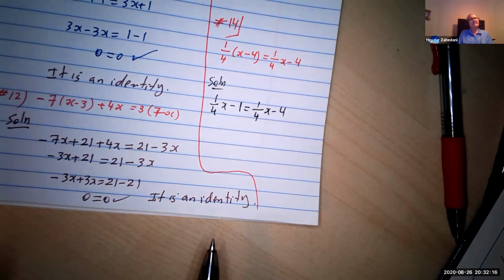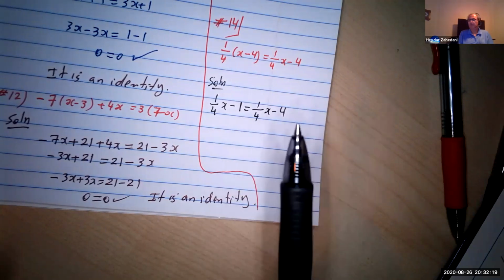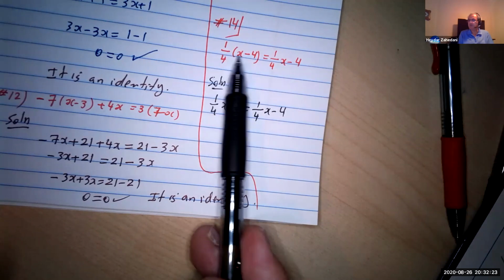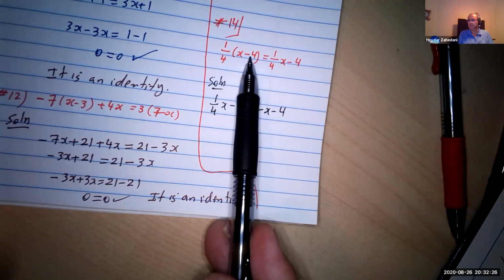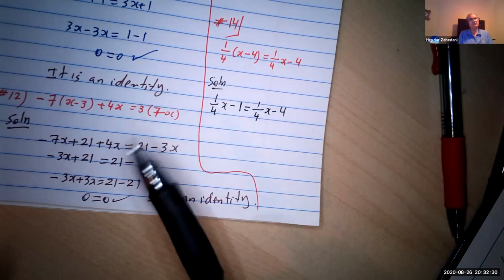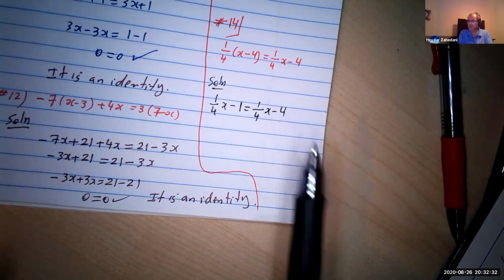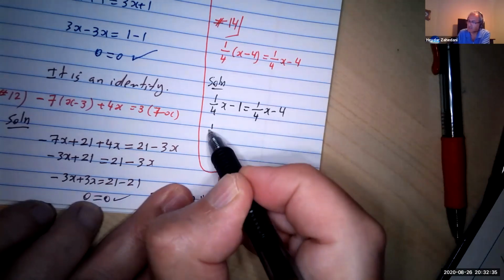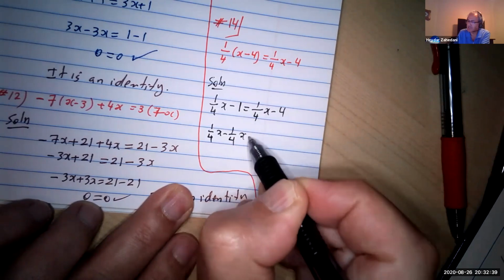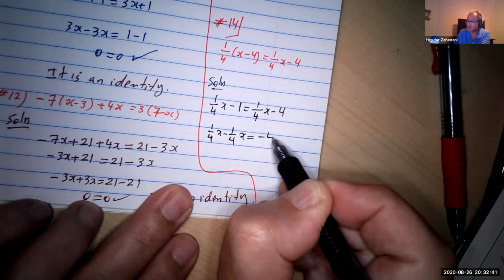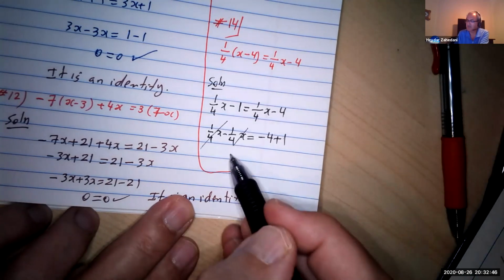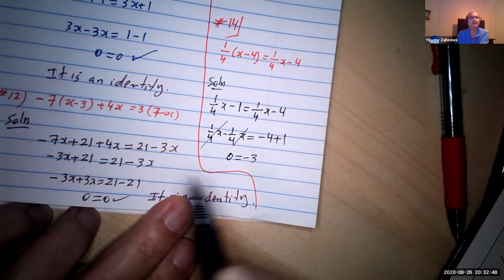Any question? We multiply, we go forward. A quarter times x would be a quarter of x. If you multiply these two together, positive times negative would be negative, and 4 divided by 4, that gives you 1. Now put the variables on one side. A quarter of x minus a quarter of x is equal to negative 4 plus 1. So this cancels out, and that would be negative 3, which is impossible.